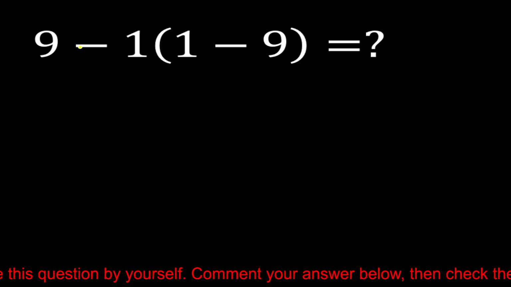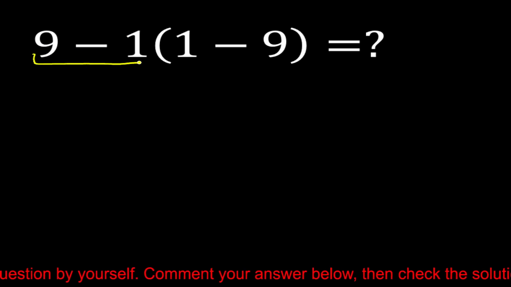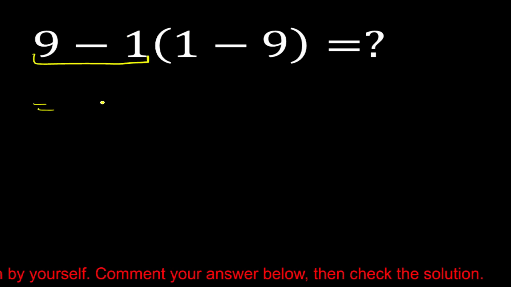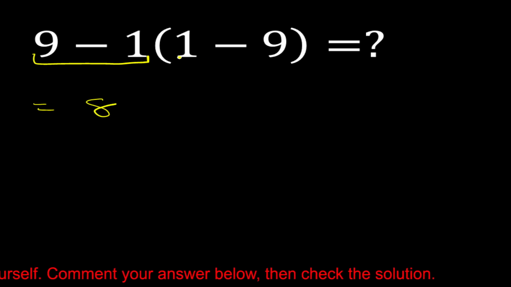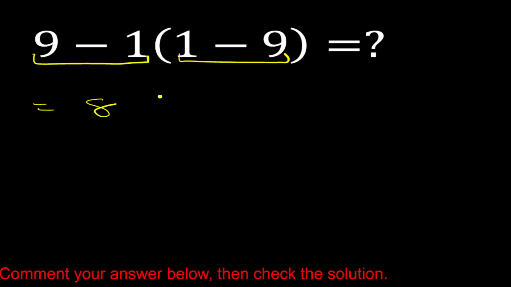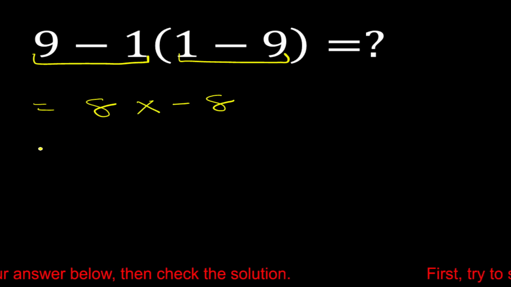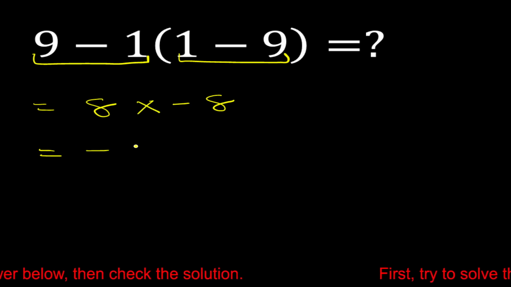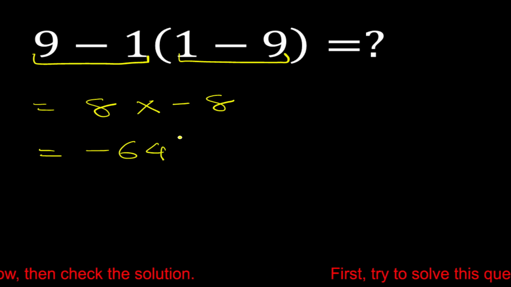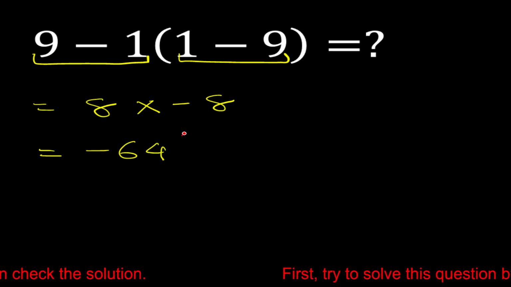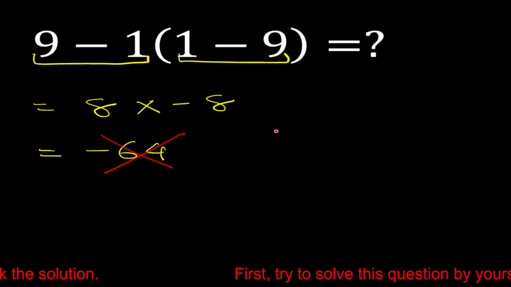So most people solve this question like 9 minus 1 is equal to 8. Then 1 minus 9 is equal to minus 8. Now 8 multiply minus 8 is equal to minus 64. Okay, but this answer is not correct. This answer is completely wrong.